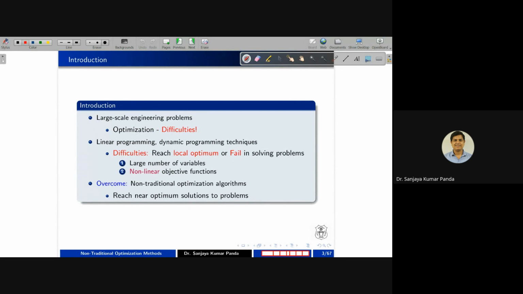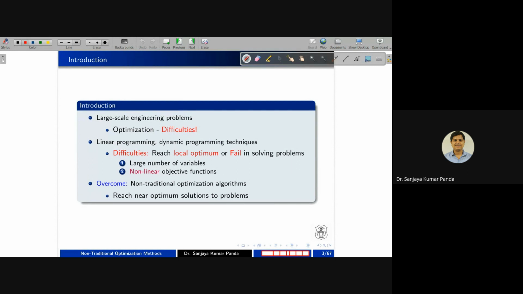Or sometimes, due to this complexity, these optimization algorithms fail to solve these particular problems. Moreover, if you look into the objective function, our objective is either to maximize or to minimize. For example, if you model your problem as time, time needs to be minimized. But if you model your problem as profit, you need to maximize it. So optimization focuses either on minimization or on maximization.